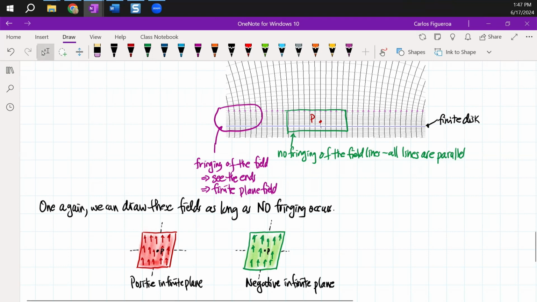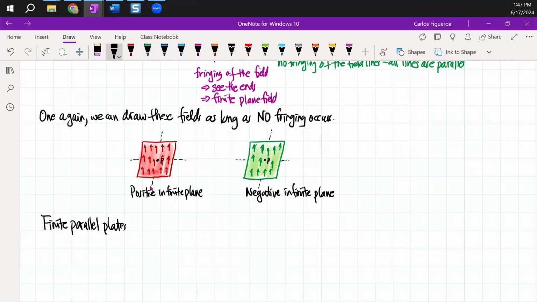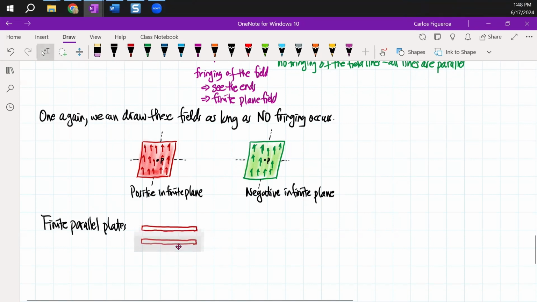Now, if we try to do a finite plane, here's what we're going to see here. If I have finite parallel planes, and I'm going to call them plates right now. Here's what we're seeing. I have two plates, and I'm going to charge one positively. And I need to move this down. And then I'm going to do the same thing with the green plate.